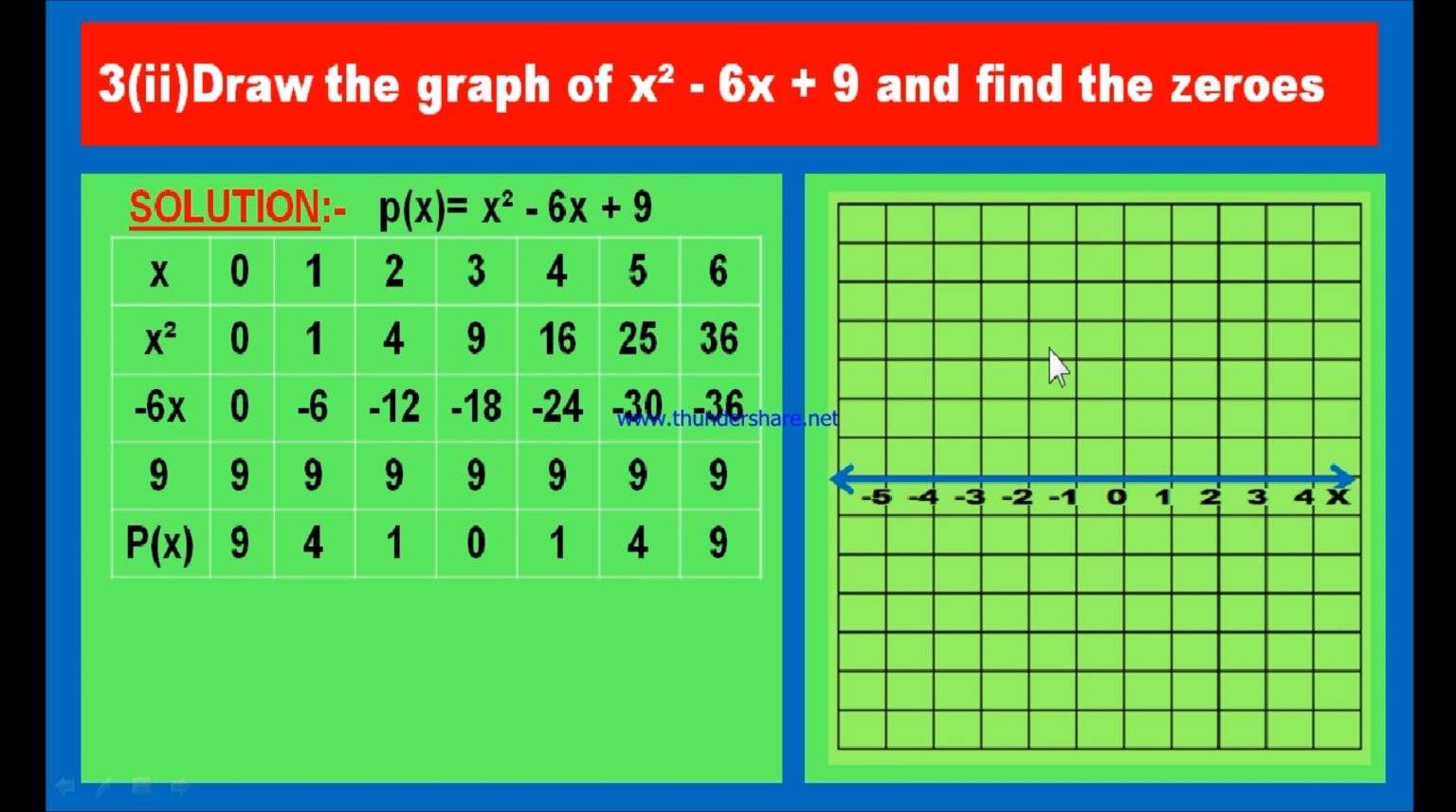Next, the vertical line of reference. This vertical line of reference is called y-axis. On y-axis above 0, you take positive values 1, 2, 3, 4, 5, 6, and below 0 you consider negative values minus 1, minus 2, minus 3, minus 4, minus 5, minus 6 like negative values below 0.